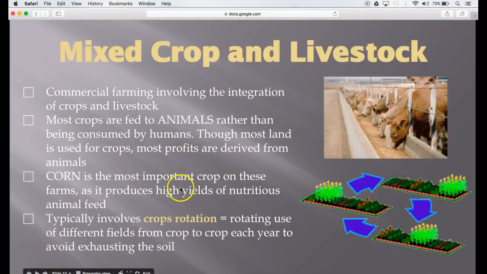Part of the reason is corn has a high yield to it, therefore they're going to get much more bang for their buck when they feed it to the animals.